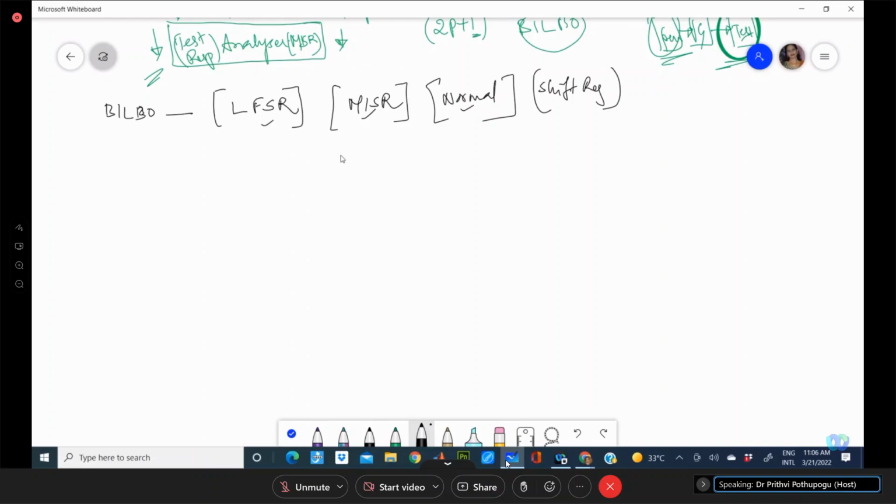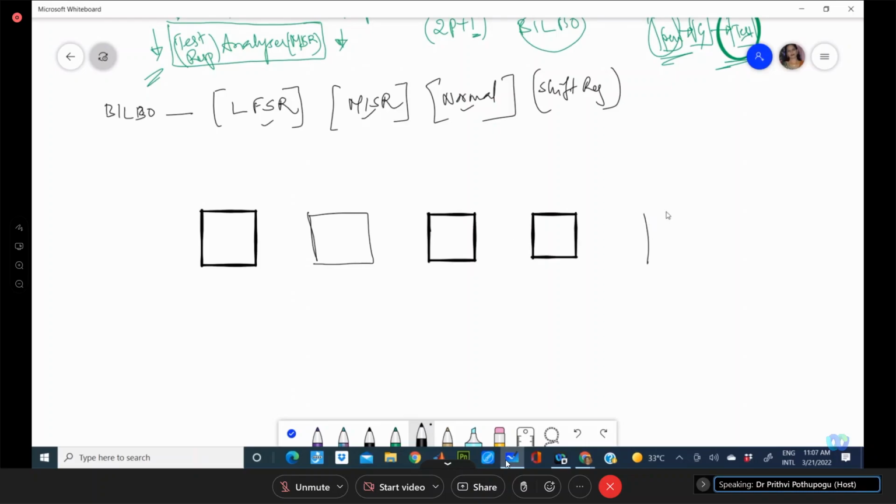Now this register setup in the built-in logic block observer is not test per scan, but test per clock. Something where you can have different circuits set up. As I said, you can have different circuits set up using the BILBO in between the circuits you are testing.